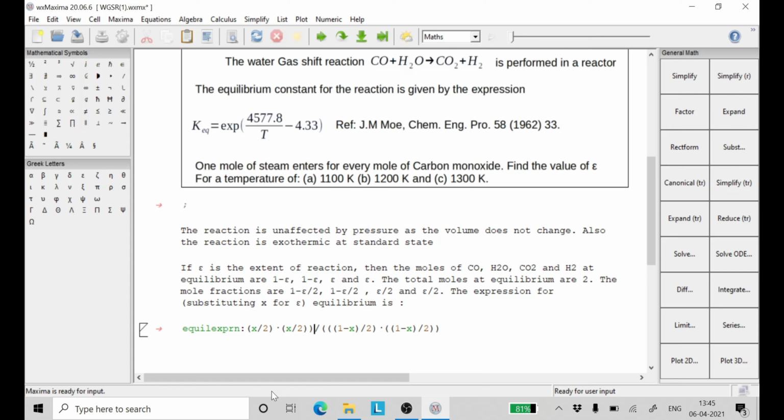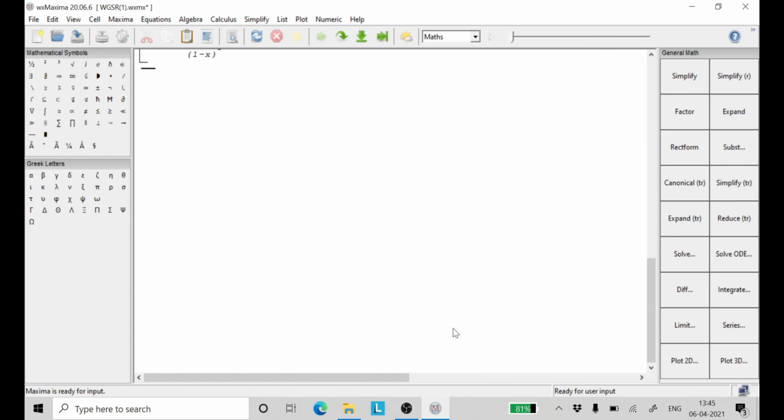I can add as many parentheses as I require to make things more clear. So it is x by 2 into x by 2 on the numerator and 1 minus x by 2, 1 minus x by 2 on the denominator. And whenever you want to add an expression or execute a command, you have to press shift and enter.